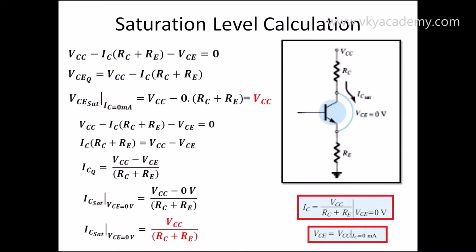Now let us see how to calculate the saturation level values. That means the saturation level of current and the saturation level of voltage. Now the output loop equation is VCC minus IC (RC plus RE) minus VCE equal to 0, and we got VCEQ equal to VCC minus IC (RC plus RE). VCE sat, or the saturation value of VCE voltage, can be calculated by keeping the IC current equal to 0 milliampere for an ideal condition, which is equal to VCC. This particular calculation we have already made in the case of the emitter bias configuration also. Now in the same way, we can calculate IC sat keeping VCE equal to 0 volt, that is VCC by (RC plus RE). So IC sat is VCC by (RC plus RE) and VCE sat is VCC.